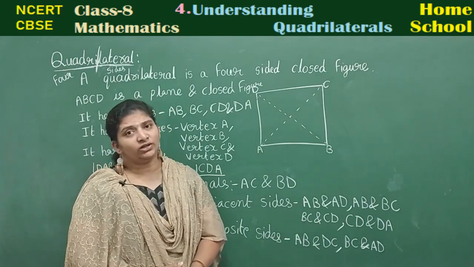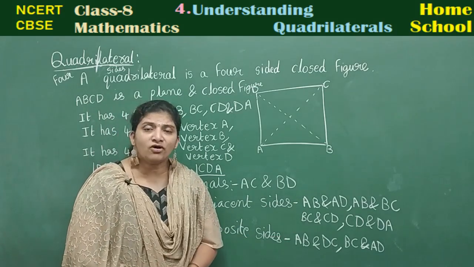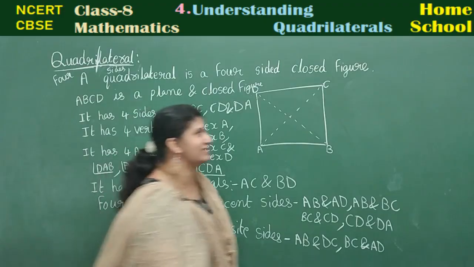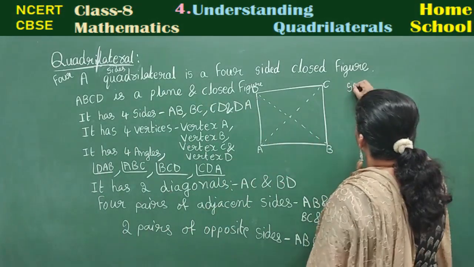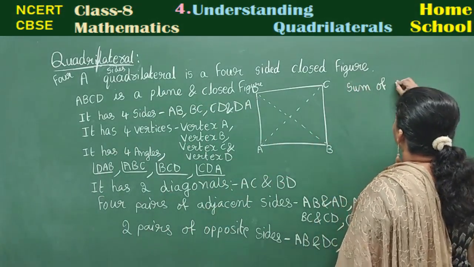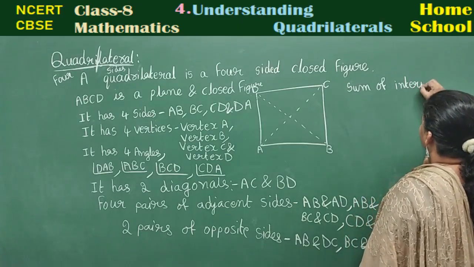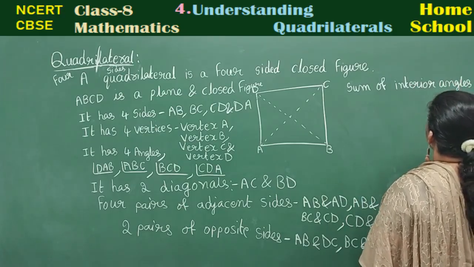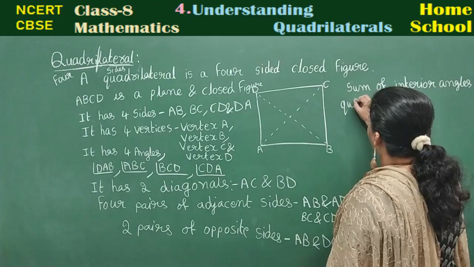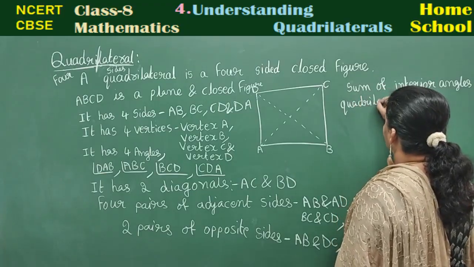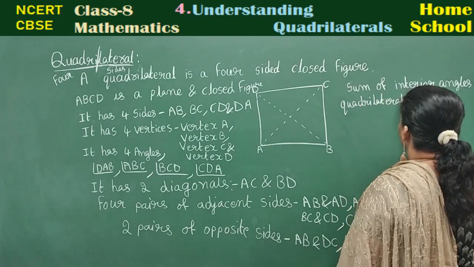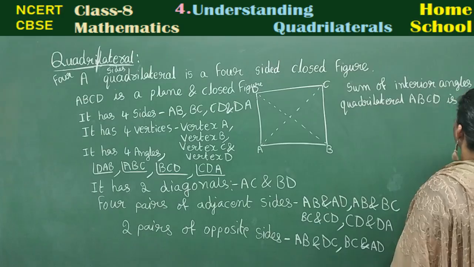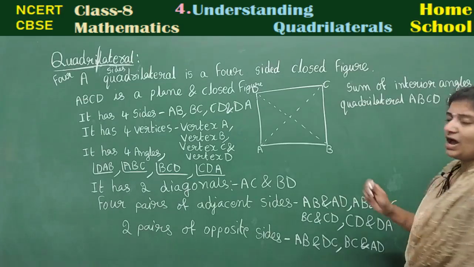And what else do we need to learn in a quadrilateral? The sum of the interior angles of a quadrilateral is equal to 360 degrees. Let us write that point. Sum of interior angles in quadrilateral ABCD. Any quadrilateral, children, is 360 degrees. How do we get this 360?